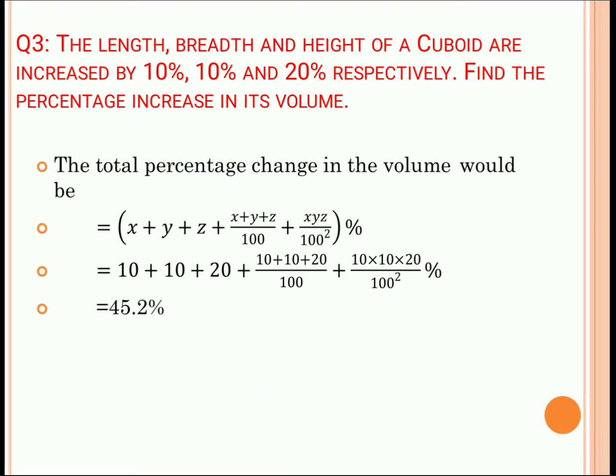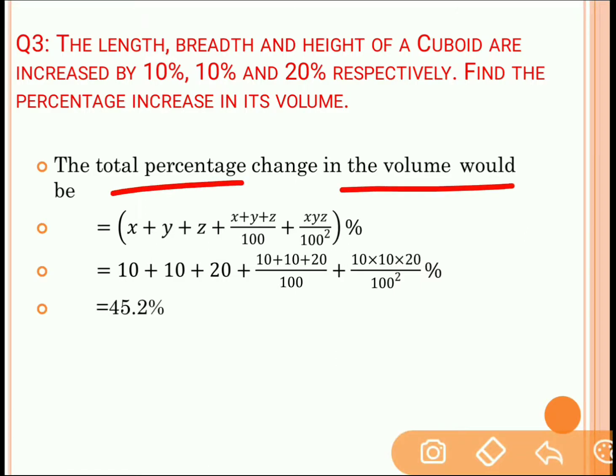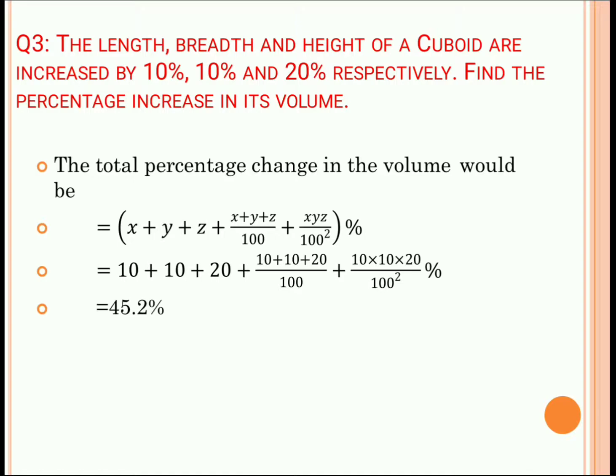Now the shortcut trick to find out the total percentage change in the volume is given by the formula, which is equal to x plus y plus z plus (xy plus yz plus zx) by 100 plus xyz by 100 square. So x is 10%, y is 10% and z is 20%. So we can keep all the values of x, y, z in this formula, and therefore we will get the value as 45.2.